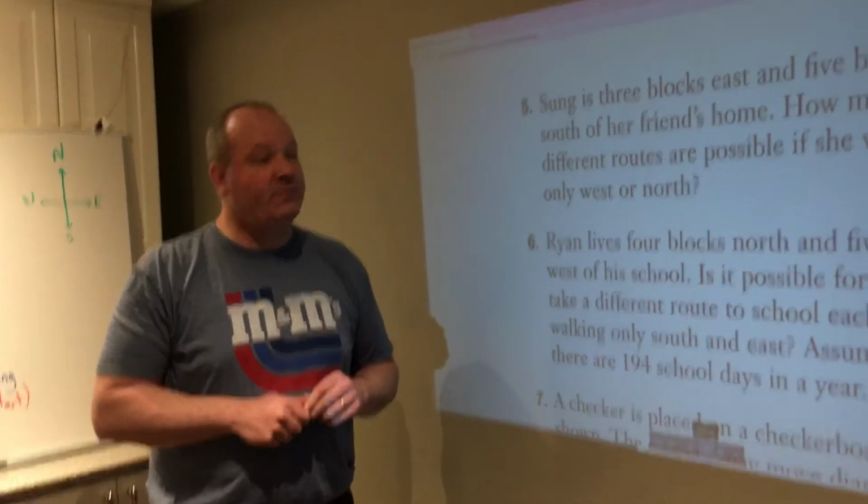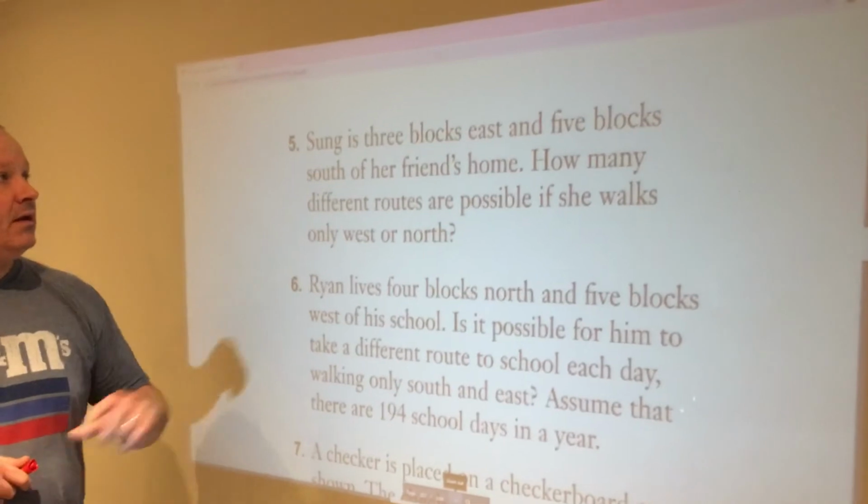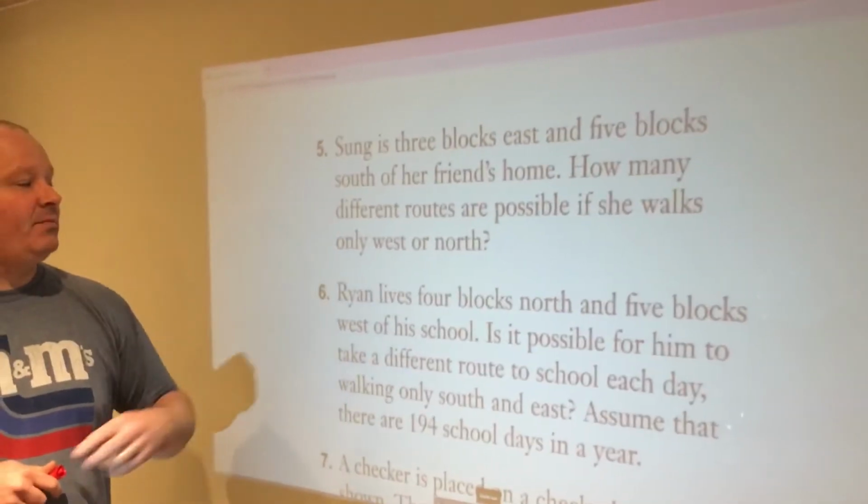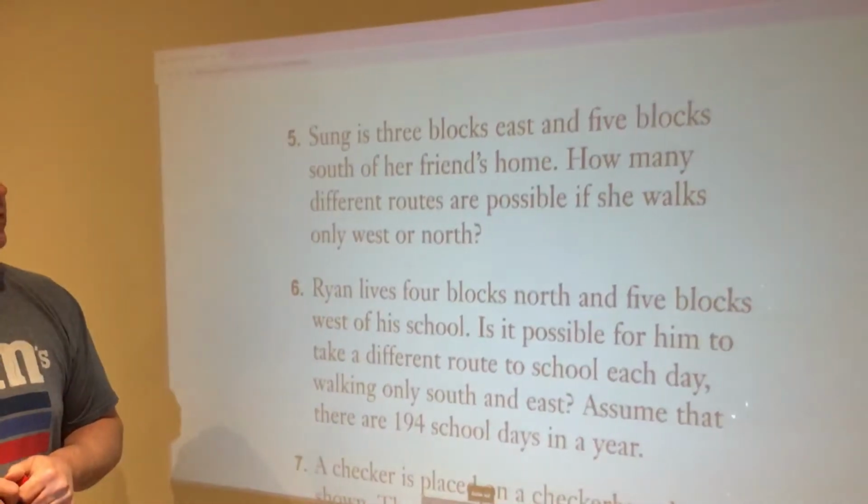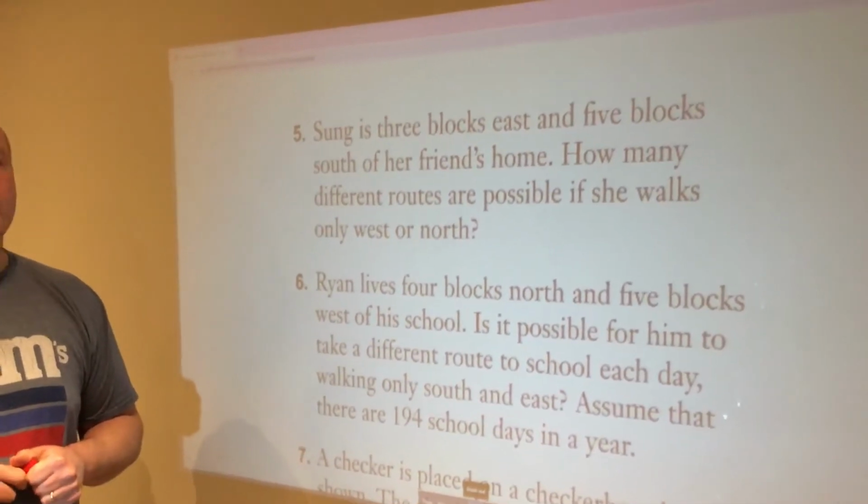Okay, so this is question 5 from section 4.5. Sung is 3 blocks east and 5 blocks south of her friend's home. How many different routes are possible if she walks only west or north?